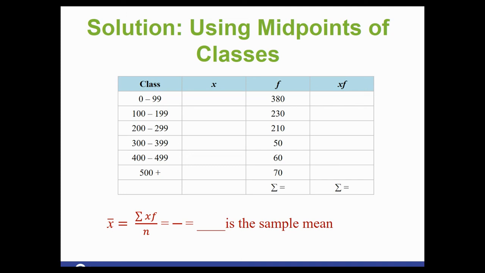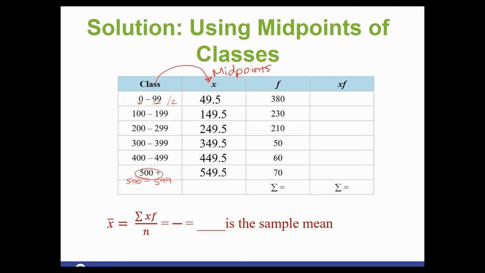So the first thing we need to do is get from classes to an X value. We're going to use midpoints. Keep in mind, to find the midpoints, you are going to add your two endpoints, so add 0 plus 99, then divide by 2 to find the center, and that's your midpoint. You're going to do that for each one of these rows. Now for this last row, because it's got a plus sign, it's kind of open-ended, we are going to use it as if it was 500 to 599. So we're going to find the midpoint of that. And there they are.